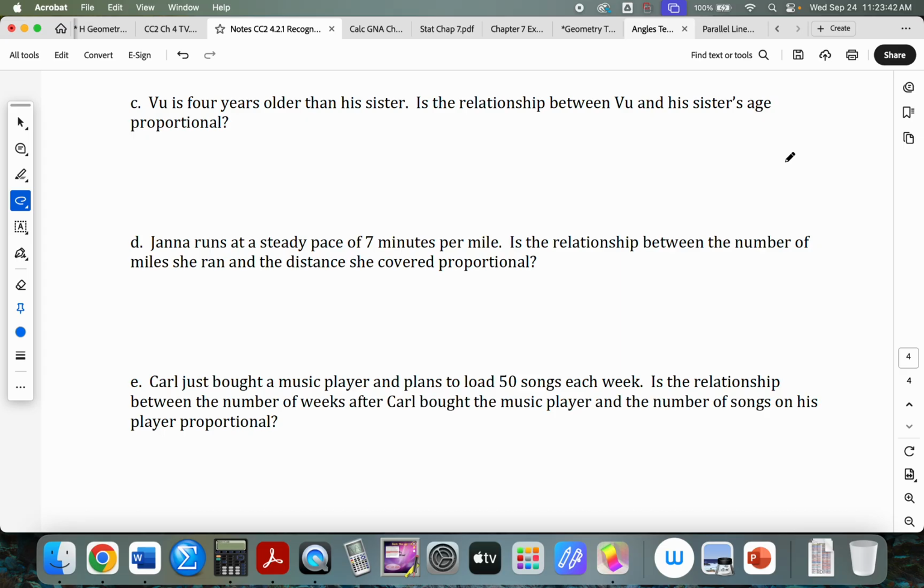So I kind of left you with one that I think probably generated, from what I can tell at least, the most discussion about Vu being 4 years older than his sister. For me, the easiest thing to do is think about a graph. And it doesn't matter which one you put where. So let's say we put Vu's age and Vu's sister's age.